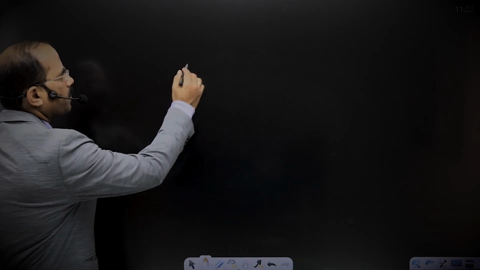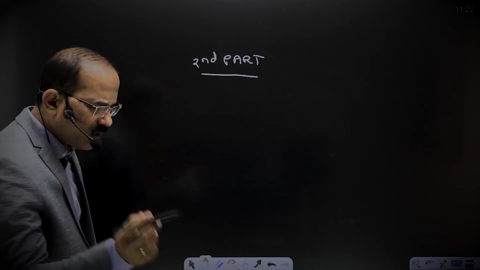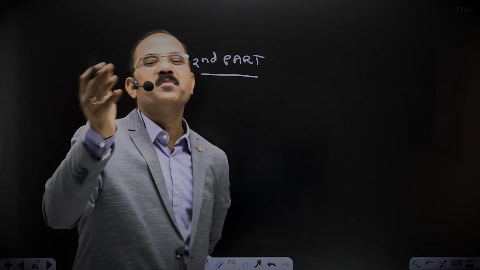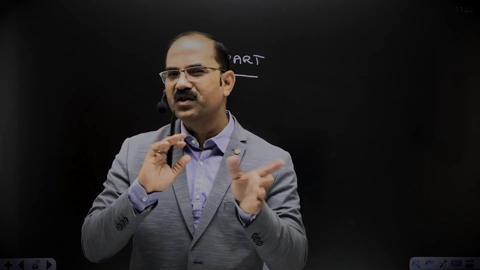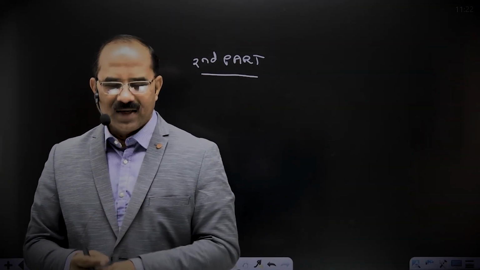Second part of maxillary artery. Students, how do you remember this? If you know the anterior division of mandibular nerve, automatically you know the second part of maxillary artery. They're exactly similar. So what are the branches from the anterior division of mandibular nerve?